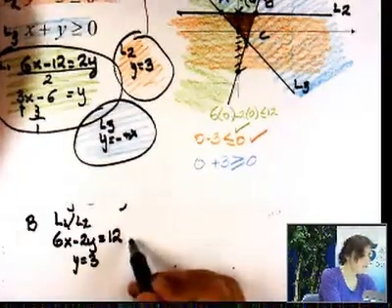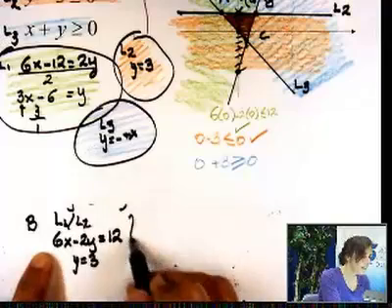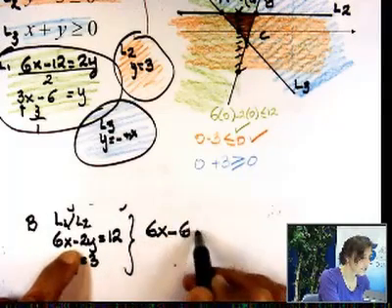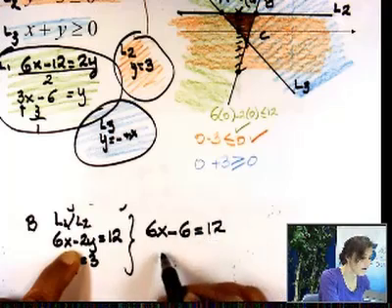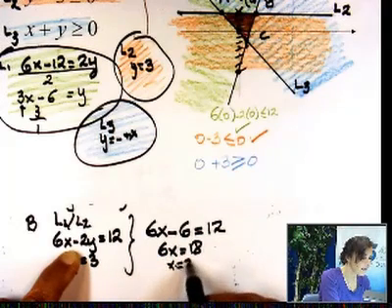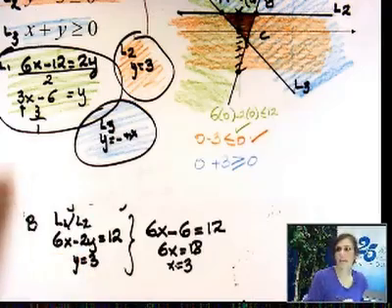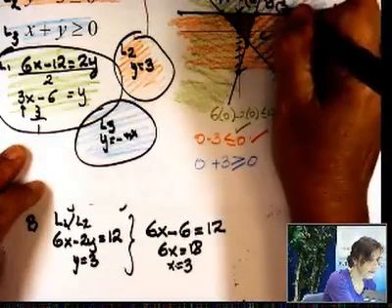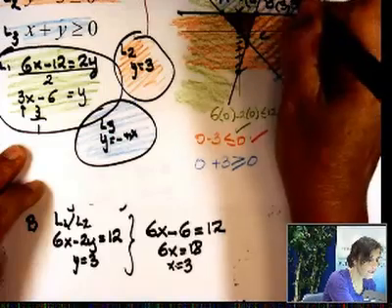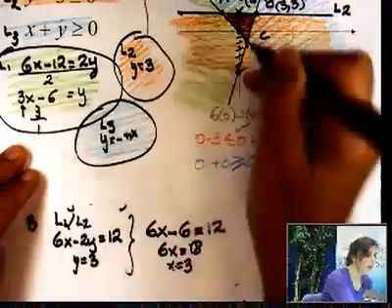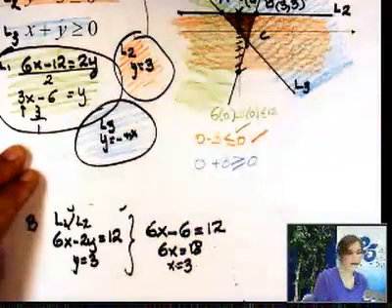Y equals 3, so put 3 in here, so you're going to end up with 6x minus 6 equals 12. 6x equals 18. X equals 3. Very good. What does that mean? So this one is 3, comma 3. Good. Now I'm looking for the C.